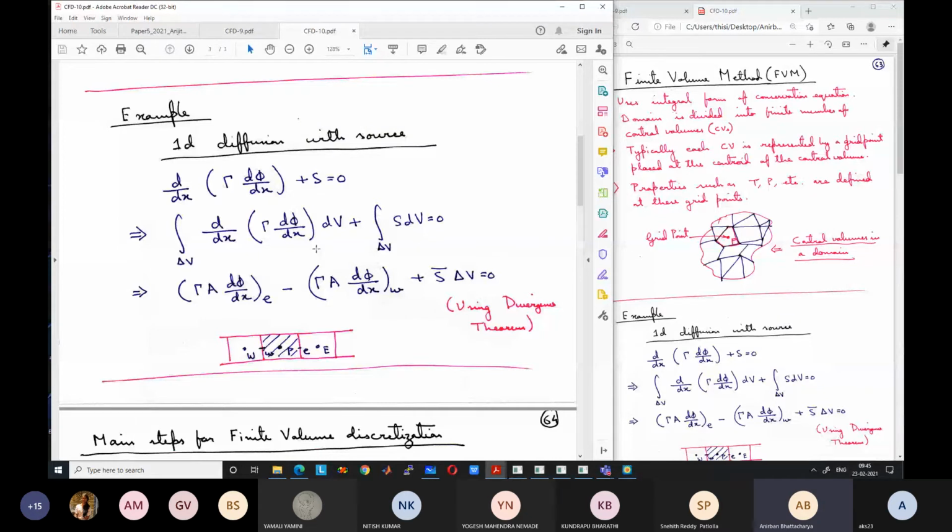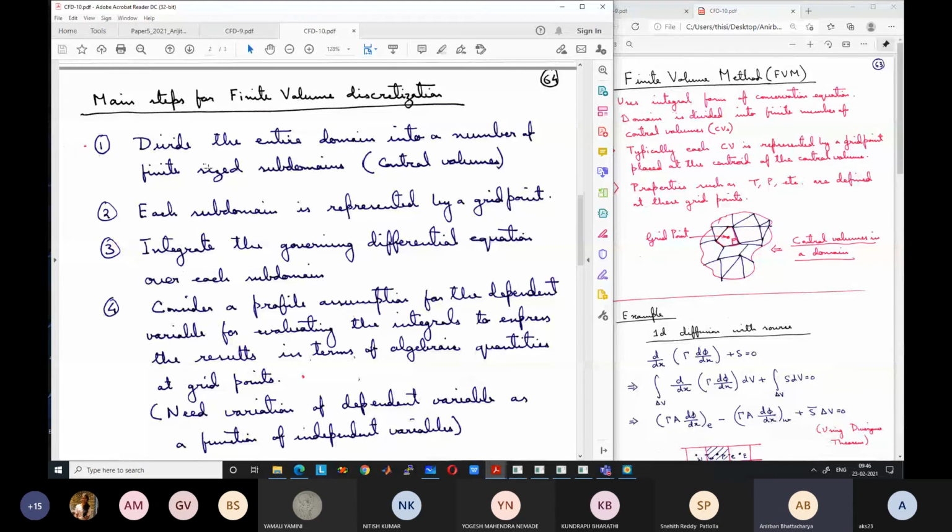So what are the main steps in the finite volume method? Main steps are that we divide the entire domain into a number of finite size subdomains, which are called control volumes. We have already discussed that. Finite number of finite size subdomains. If it was an infinite number of domains, then the size would be infinitesimal. We do not do that. We divide into a finite number of domains. Each subdomain is called a control volume and is represented by a grid point.